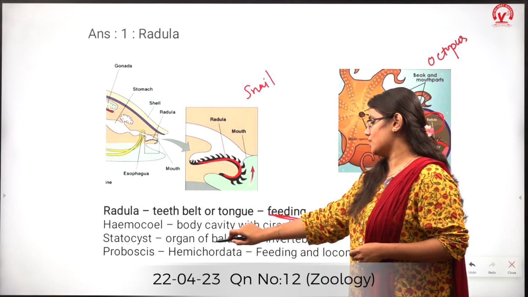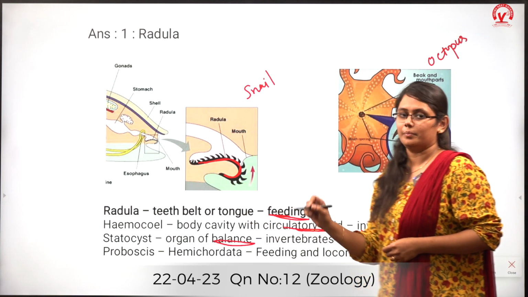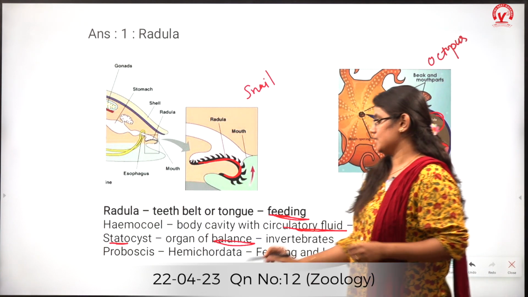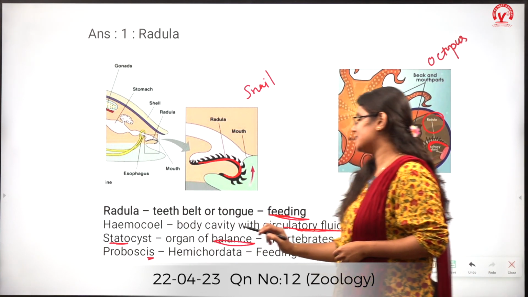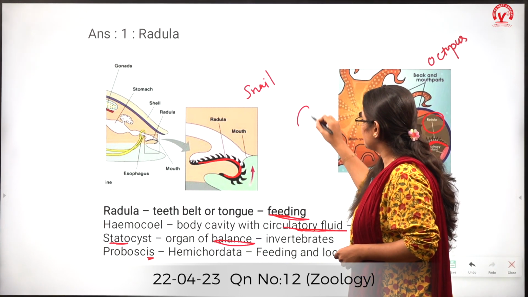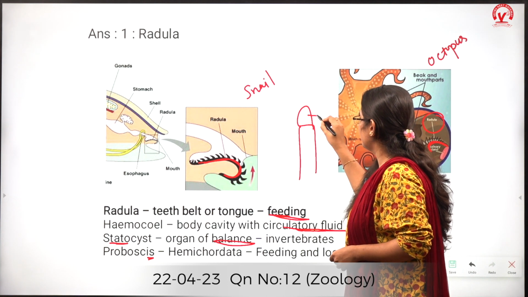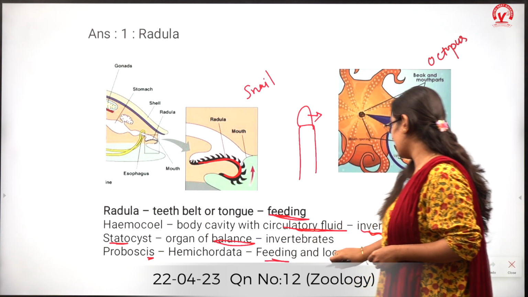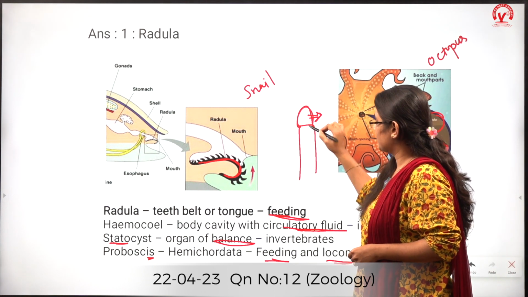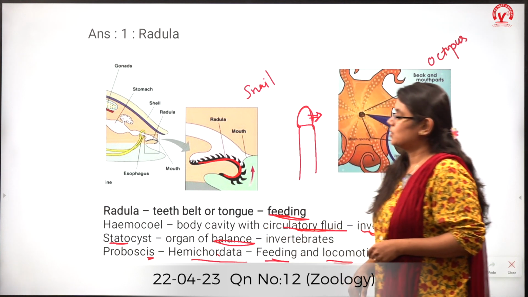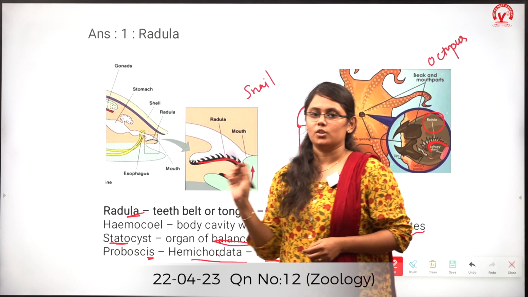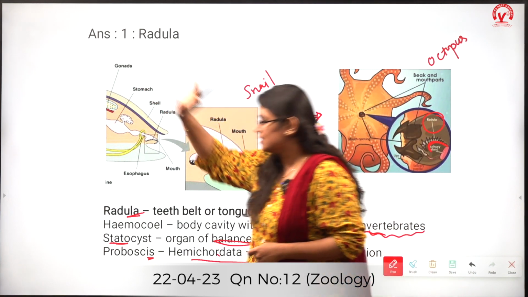Statocyst. Statocyst is the organ of balance in invertebrates. And last, proboscis. This is found in hemichordata like balanoglossus, where it is present in the anterior part. They are also used for feeding as well as locomotion. So, in this question the answer will be radula, which is the feeding organ for mollusks. Option 1 is the correct answer.